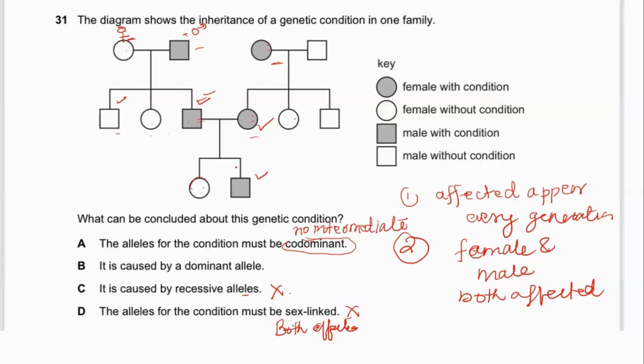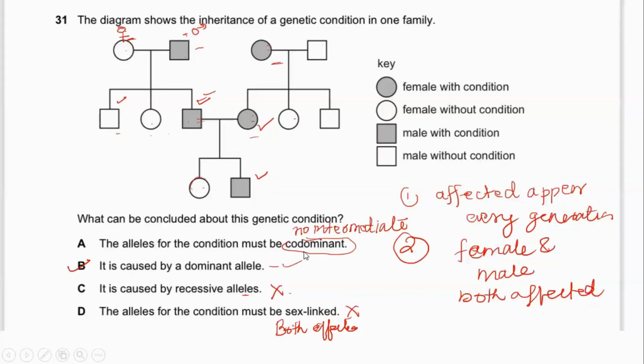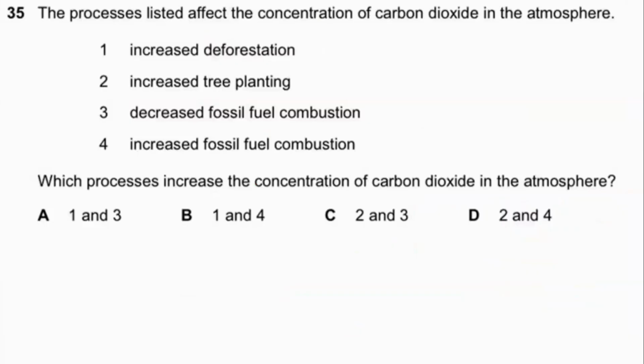Hence, the answer will be it is caused by a dominant allele, and option B stands for the correct answer. I hope you all have understood. So go step by step, slowly. Next question is, it's very easy, related to the environment.